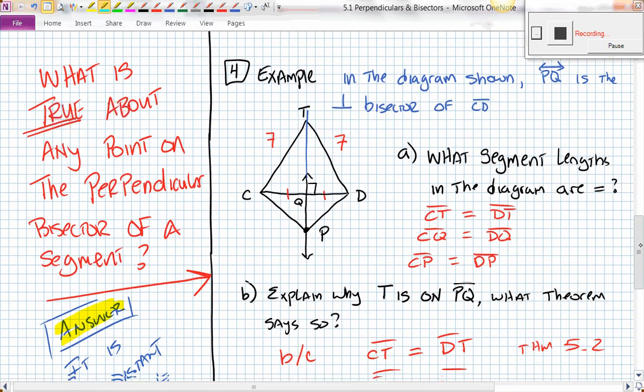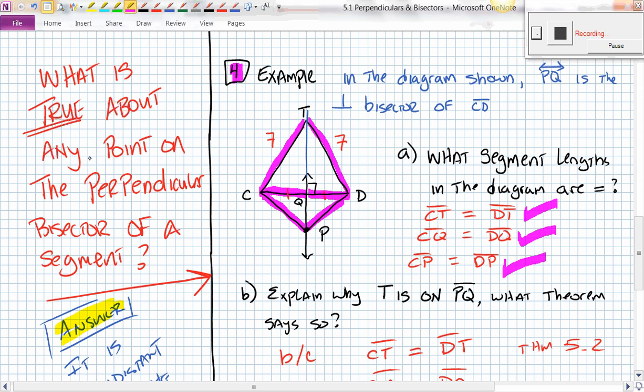All right, we've got one example here. And if this is going too fast, you can pause the video and go back and go over it. Example number 4 says, in the diagram shown, PQ is the perpendicular bisector of CD. Part A says, what segment lengths in the diagram are equal? So here's what we know. We were given that CT is equal to DT. We know that since it's the perpendicular bisector, QC is equal to QD, and we also know that CP has to be equal to DP. So I wrote those all down right here, 1, 2, and 3.